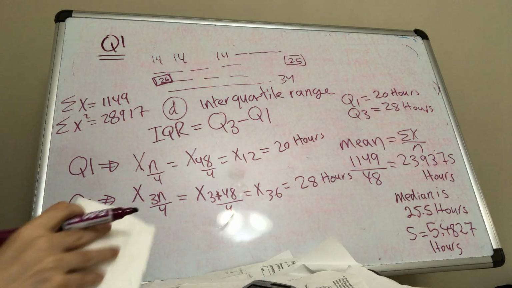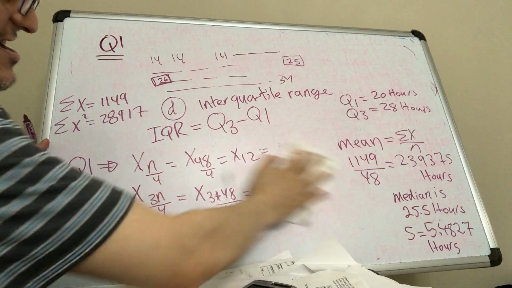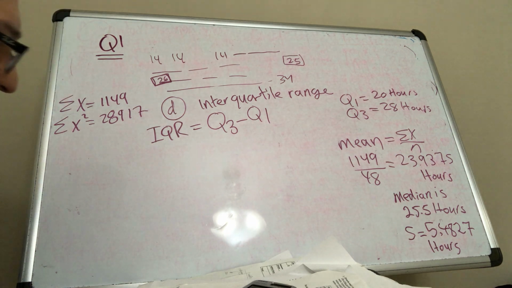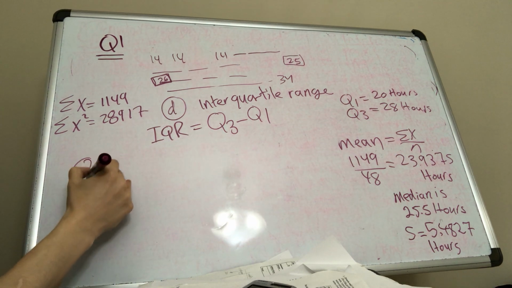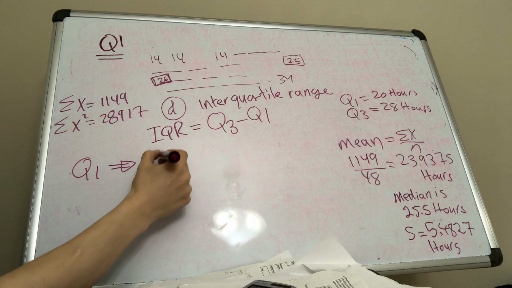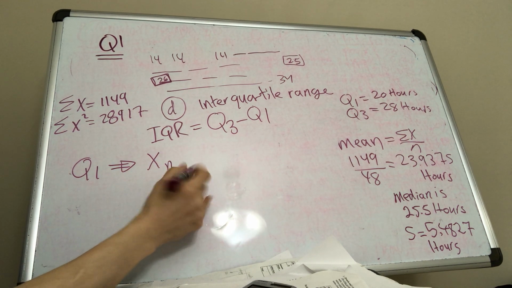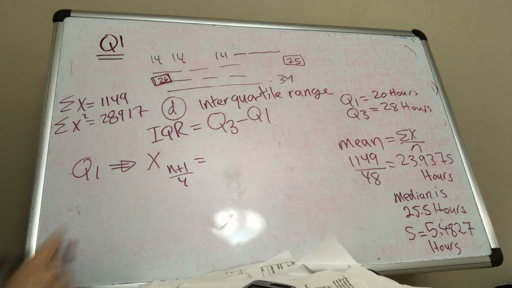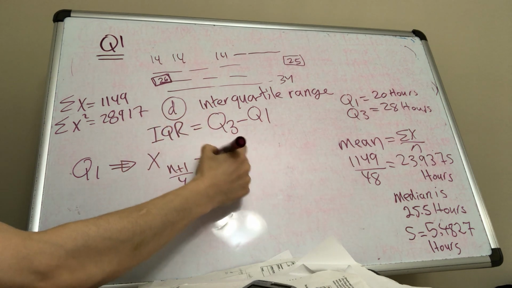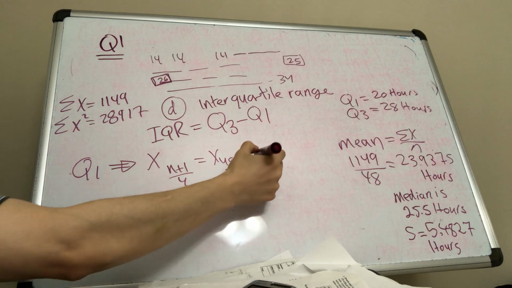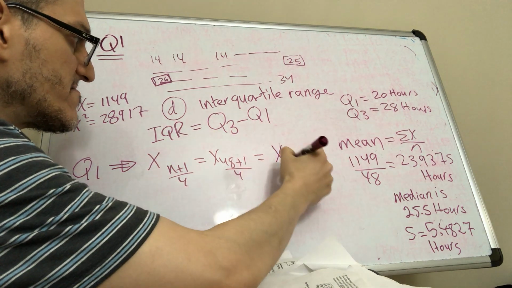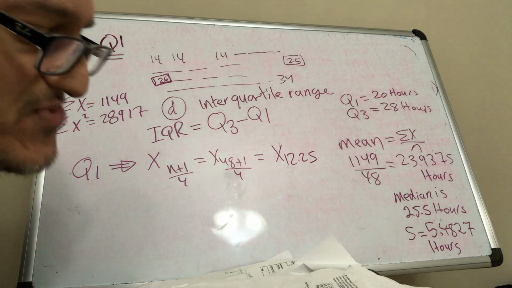Now, in other semesters, I'm really leaning toward this more, but again, she could be using the other way. The other way that she uses sometimes in some semesters is instead of n over 4, she goes n plus 1 over 4. So there are 48 numbers, you add 1, divide by 4. So 48 plus 1 over 4 gives you the number that's 12.25.